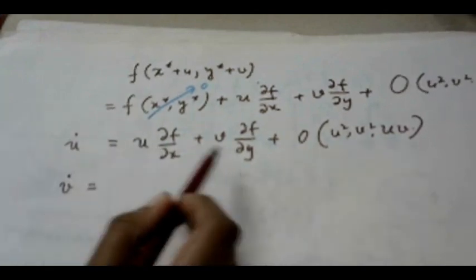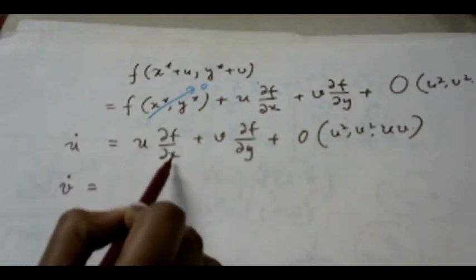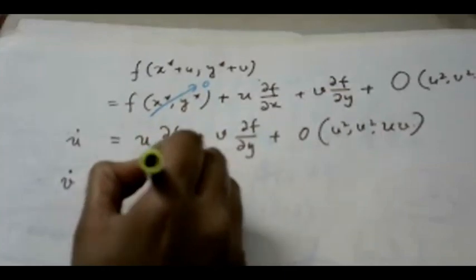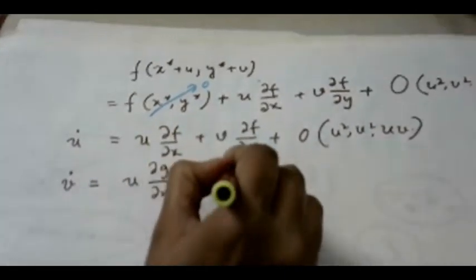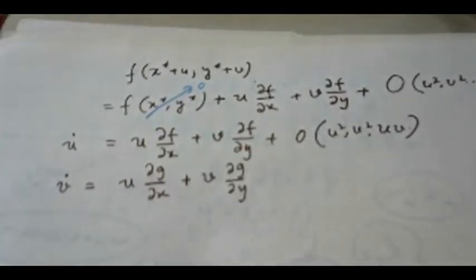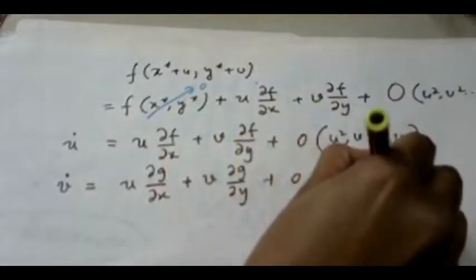Just by symmetry you can see, right? If the first term that is lying with u is del f del x, then what should be the first term lying with u here? Del g del x. And the second term with v must be del g del y, because g and f are both functions of x and y. And here also I will have these higher order terms of u square, v square, and uv.